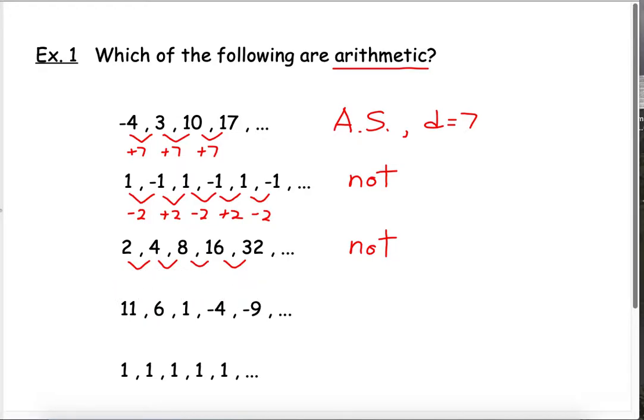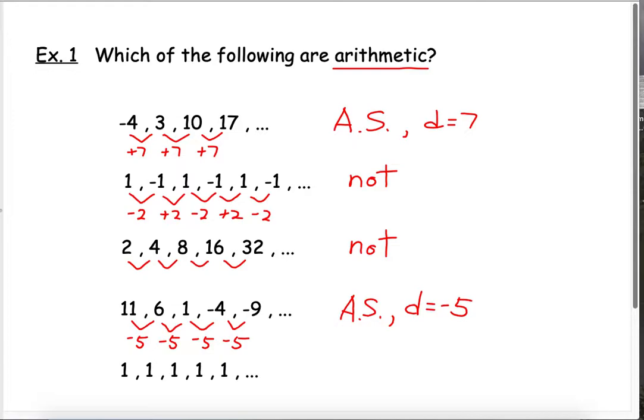Alright, so how about this one? 11 to 6, we subtracted 5. 6 to 1, we subtracted 5. 1 to -4, minus 5. -4 to -9, minus 5. This is an arithmetic sequence. This time your common difference is a negative value, it's -5.